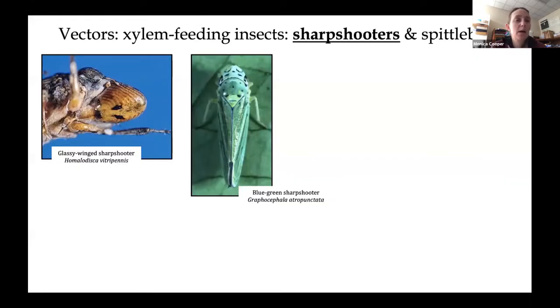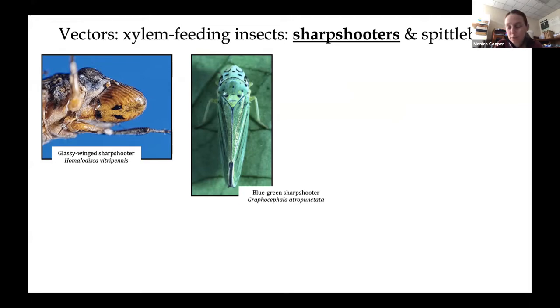The most common vectors in California are the glassy wing sharpshooter and the blue-green sharpshooter. So the glassy wing sharpshooter is found in more of the central and southern part of the state, and the blue-green sharpshooter is our most common vector in the North Coast region.